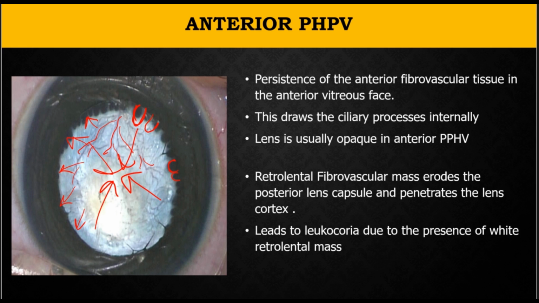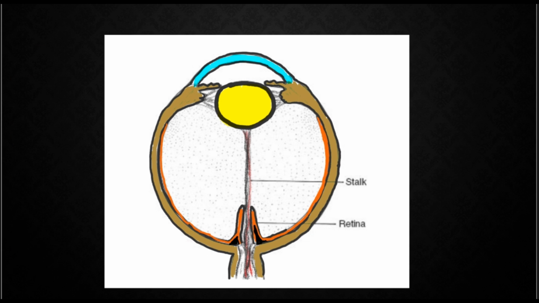And obviously there will be appearance of a whitish pupil, known as leukocoria, and anterior PHPV is a very common differential of leukocoria, and sometimes it can be mistaken for retinoblastoma as well.